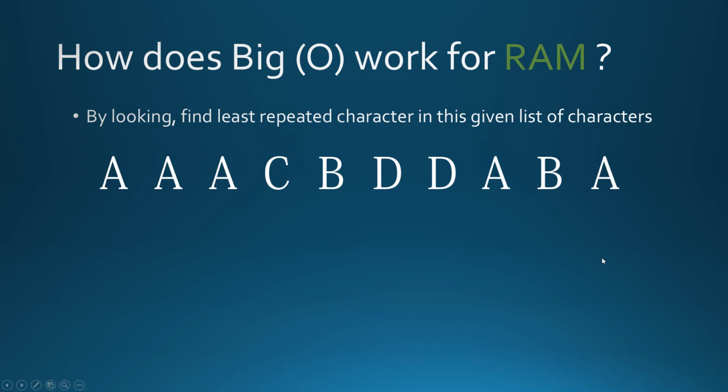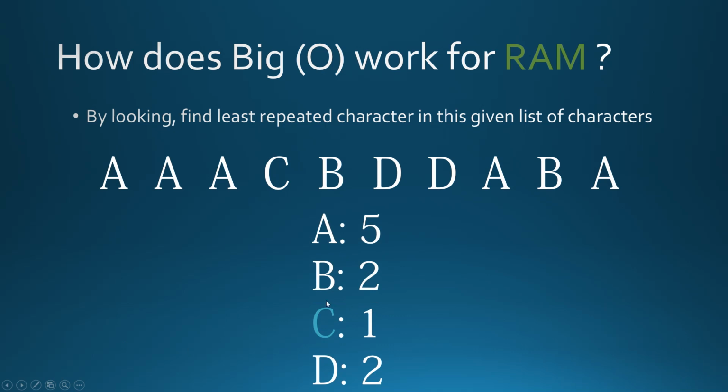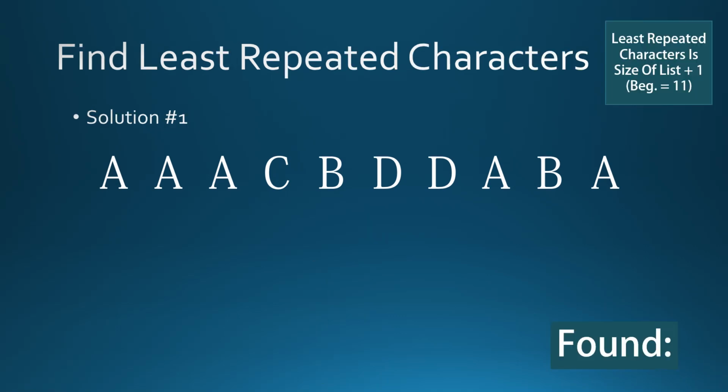That's what's visible in front of us as a human being, just by looking. So this C is the least repeated character because its count is just 1. Now we need to solve this problem using an algorithm. So we have a solution.